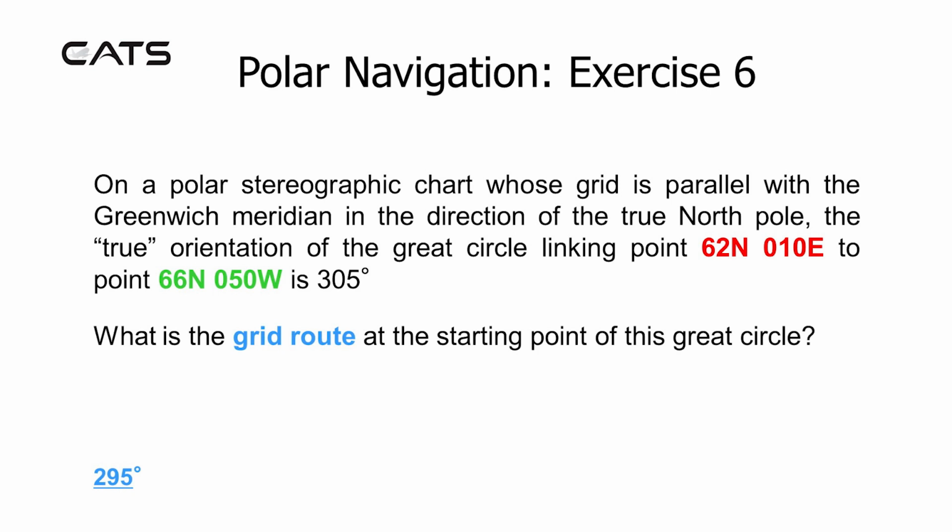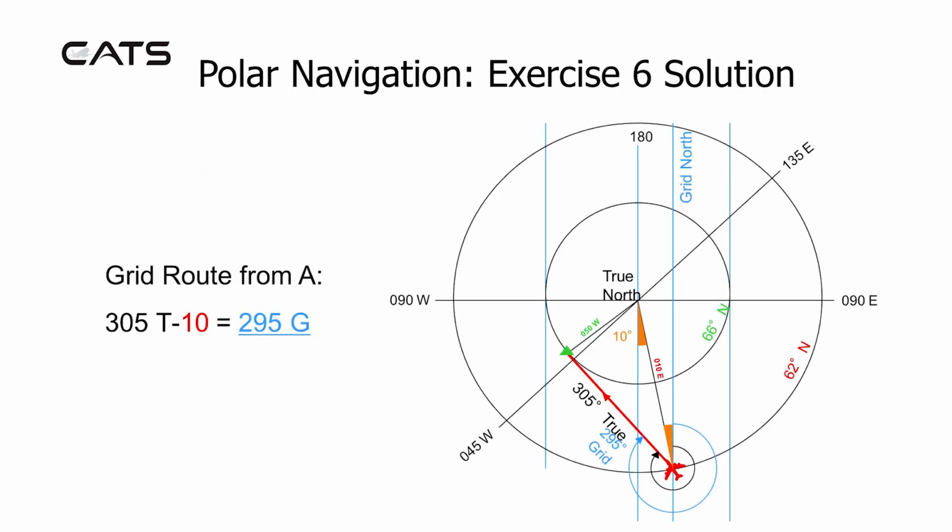Using a drawing, draw one circle to represent 62 north, then inside that circle draw another to represent 66 north. Put a west on the left and an east on the right. True north is in the centre of the page. The aircraft is departing from 010 east to the point 050 west. This is a track measured round from true north of 305.